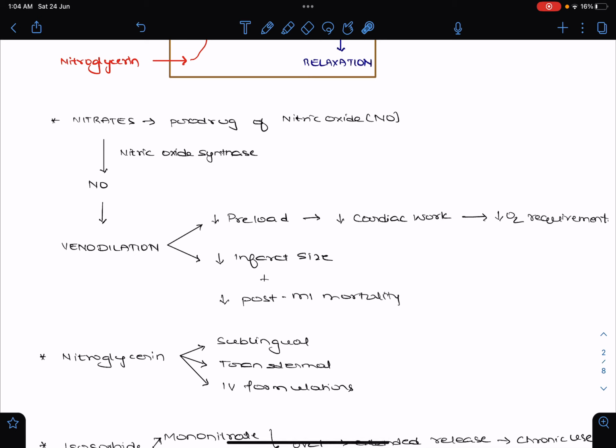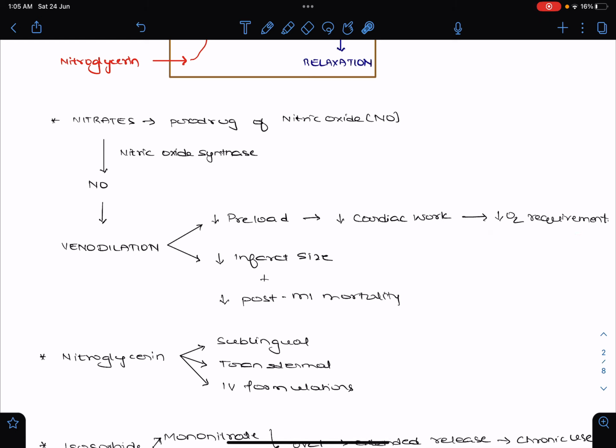Once venodilation occurs, what will be the consequence of venodilation? It leads to a decrease in the preload. This decrease in the preload means there will be pooling of the blood in the veins. This leads to decreased entry of blood into the cardiac system. Thereby the preload decreases, which in turn decreases the cardiac workload, and this is also going to decrease the oxygen requirement by the heart.